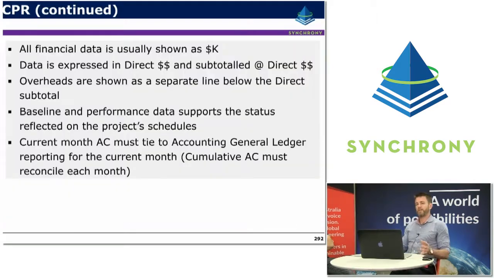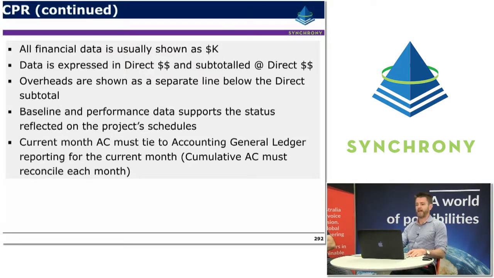So in typical CPR reports, the financial data is usually shown summarised in thousands of dollars. And data is expressed in direct dollars and subtotaled in direct dollars. Overheads are normally shown as a separate line below the direct line. Baseline and performance data supports the status reflected in the project schedules, so it should be based on the same progress information from the schedules.